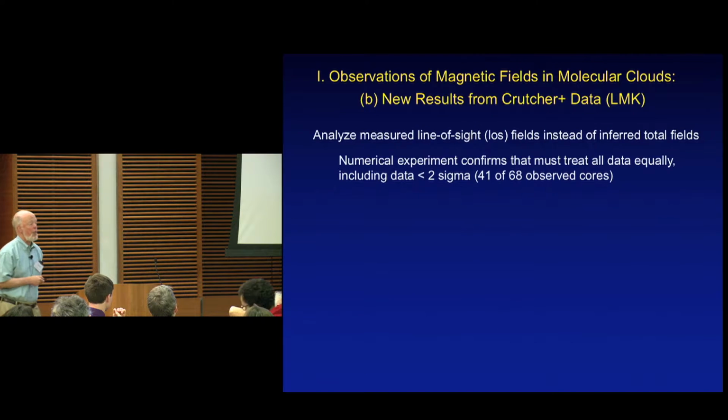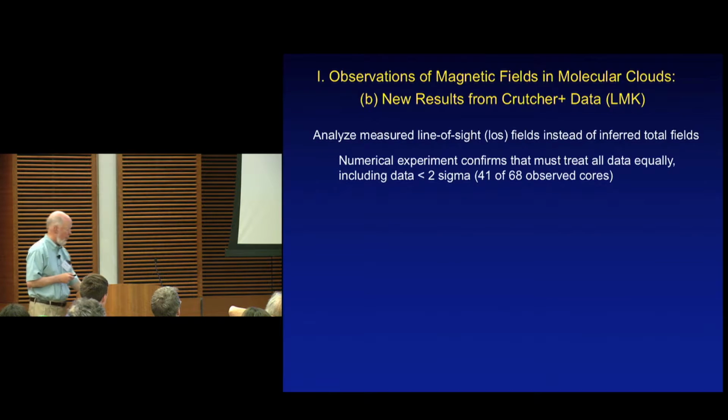Okay, so the first thing we did was to actually reanalyze their data, and we actually did it much simpler. Rather than trying to do a more sophisticated analysis, we just went ahead and looked at the line of sight fields instead of the total fields, just using their data. And we did numerical experiments to show that you should just treat all these data equally and not worry about their statistical significance. This does assume that the errors are statistical, not systematic.